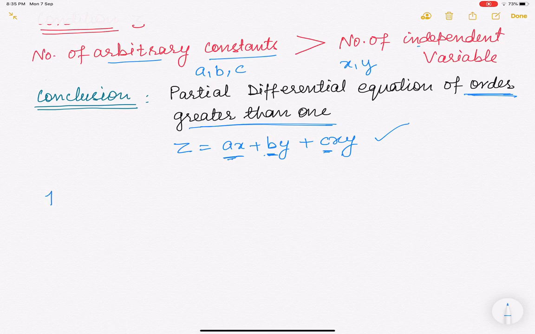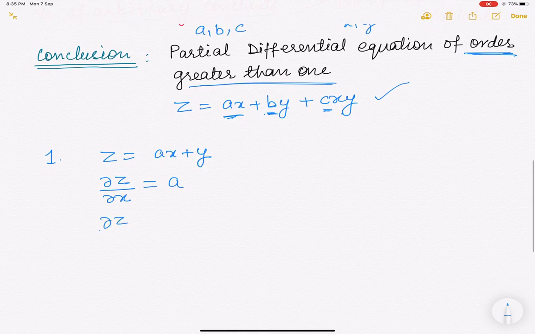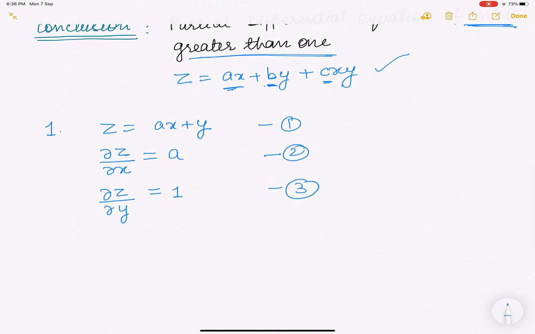So example number 1, where z is equal to ax plus y. As per the working rule, this is the equation given. Step 1 says differentiate it partially with respect to x, and on differentiating we get a. The same step says differentiate it partially with respect to y also, and we'll get 1. So now we have 3 relations, or you may say 3 equations, 1, 2 and 3. We have to use these 3 equations to get the answer.